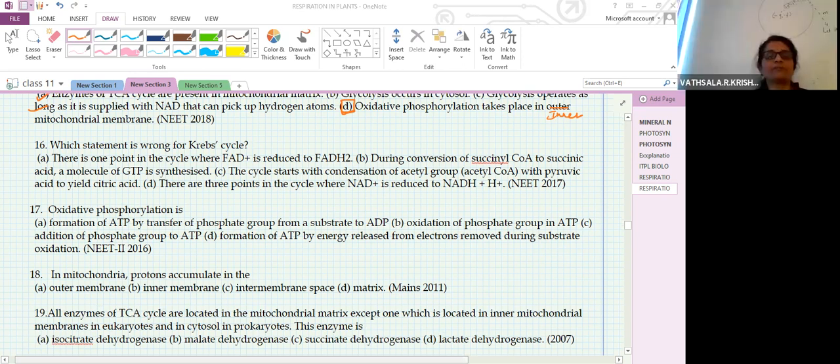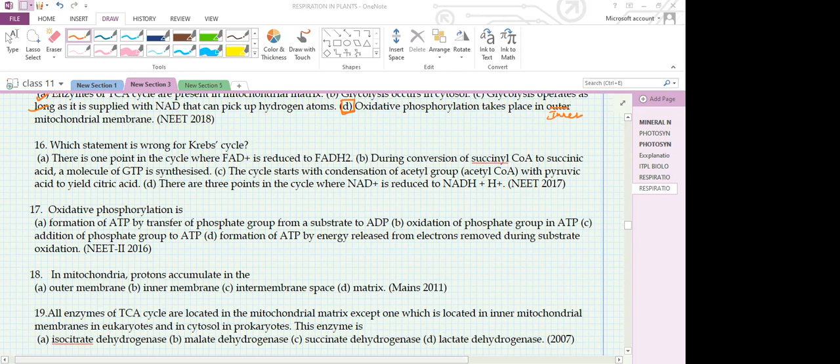Read the statement. 1A, there is one point in the cycle where FAD plus is reduced to FADH2. B, during conversion of succinyl CoA to succinic acid, a molecule of GDP is synthesized. C, the cycle starts with condensation of acetyl group with pyruvic acid to yield citric acid. D, there are 3 points in the cycle where NAD plus is reduced to NADH plus H plus.